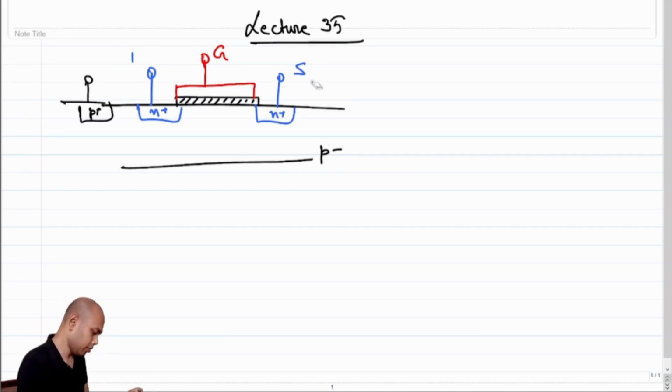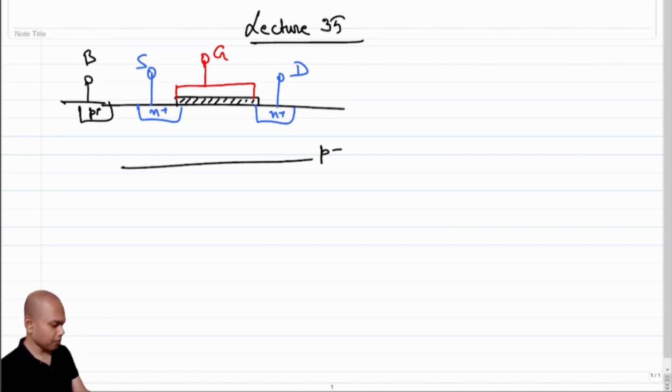Let's do the other way around. Let's say this is drain, the other one is source. So this is drain, this is source. Let's call this body, and we have assumed that source and body are tied together, and when we did our analysis, we assumed that they are all grounded.